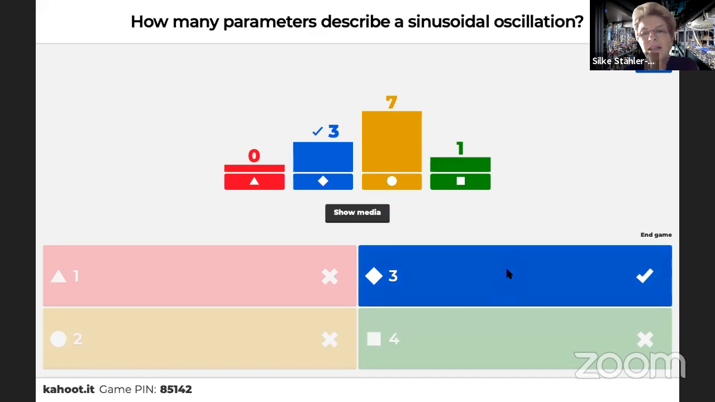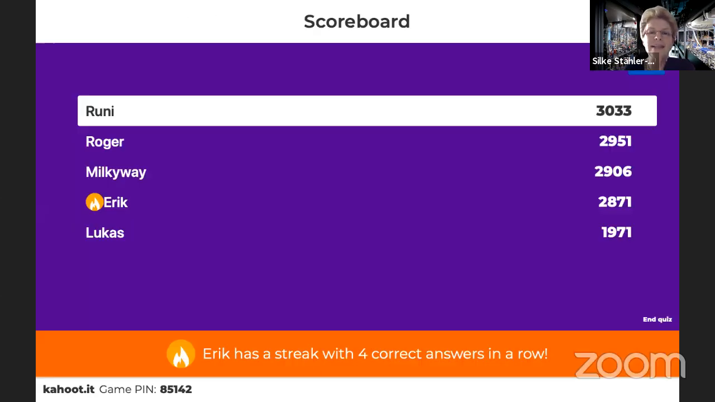Okay, 3 was the right answer. We need amplitude, phase, and frequency. That would be the correct answer. Not more and not less. So let's continue.